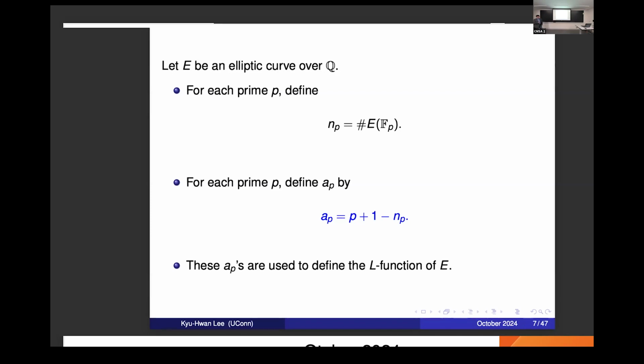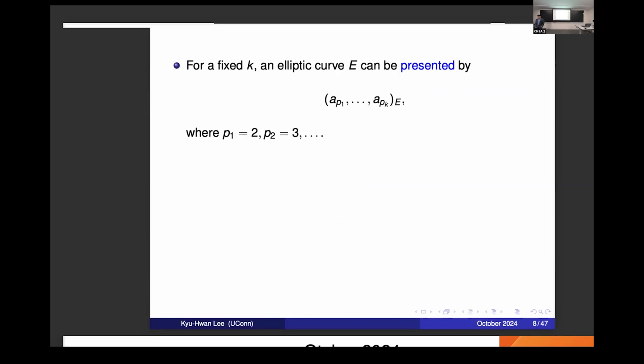So for each prime P, we have a number, AP. The idea was we fix the number of primes. Let's say the number is K. So the first prime is 2, the second prime is 3, and then we can go all the way up to, say, the 300th prime, which may be something like 2,000. Then we have a sequence of numbers, APs. Then the elliptic curve E can be represented by this sequence. We may consider this sequence as a picture of an elliptic curve. At the end of the day, the picture is a sequence of numbers.